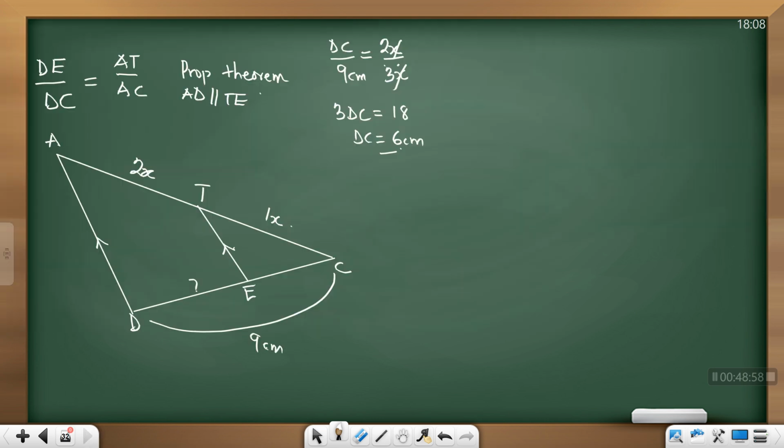Let me take your questions from here. Yes? Look at the length of AC. Look at AC. Can you see AC there? So what do you think AC would be? 3x. Yeah. It's the whole length. 3x.